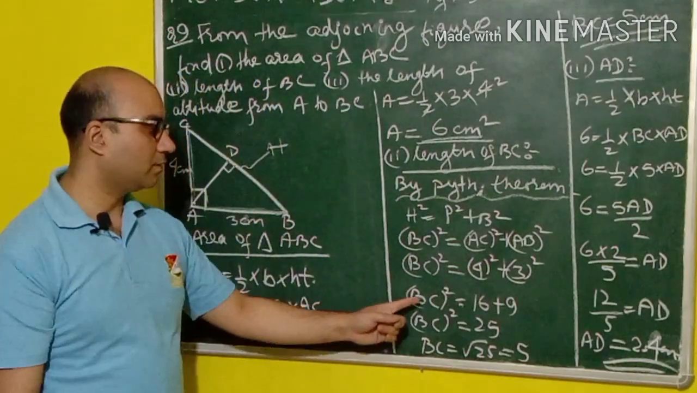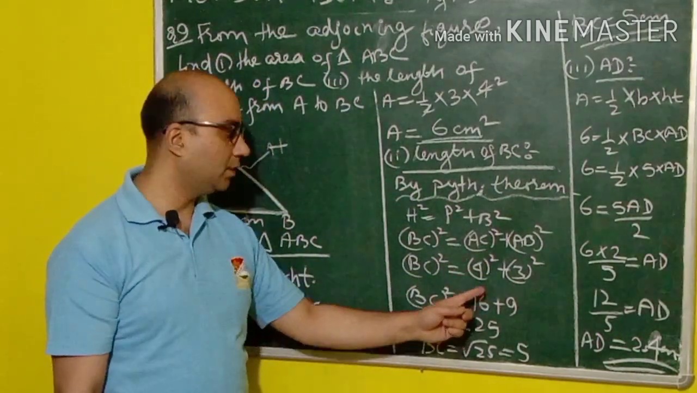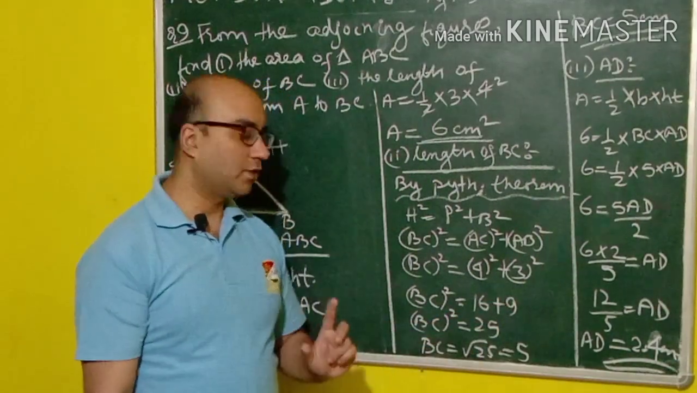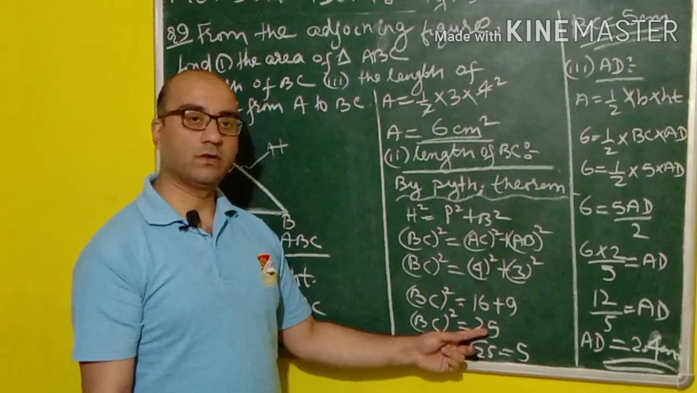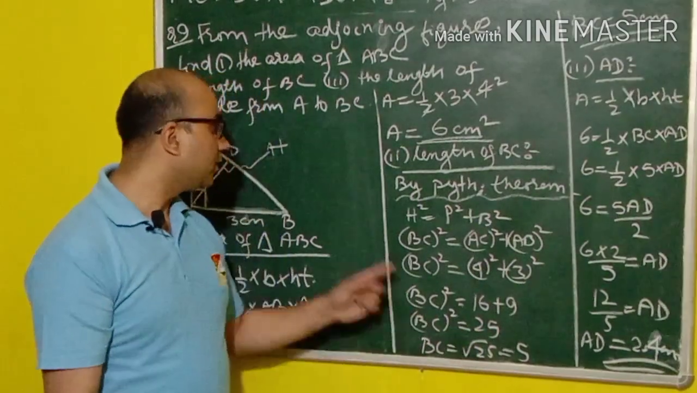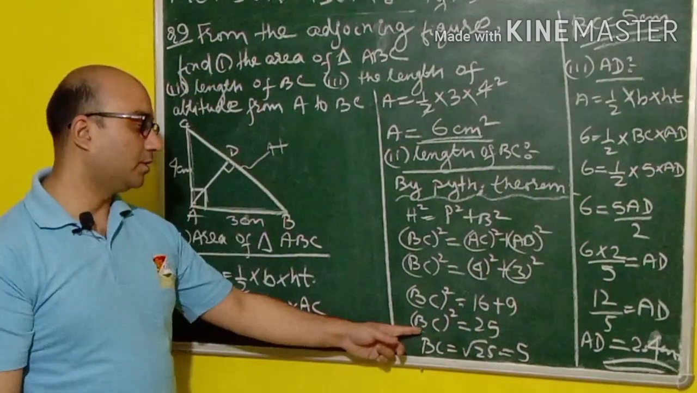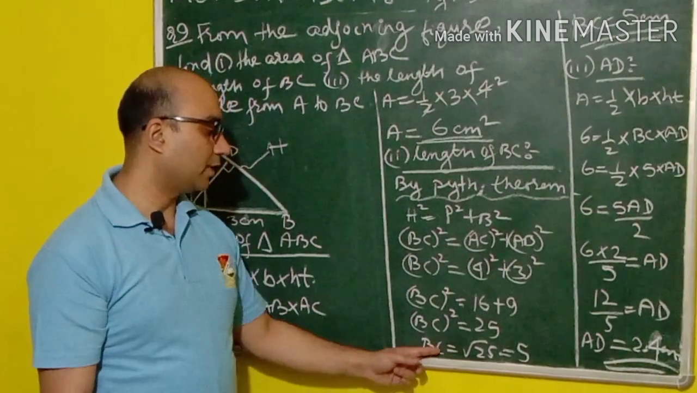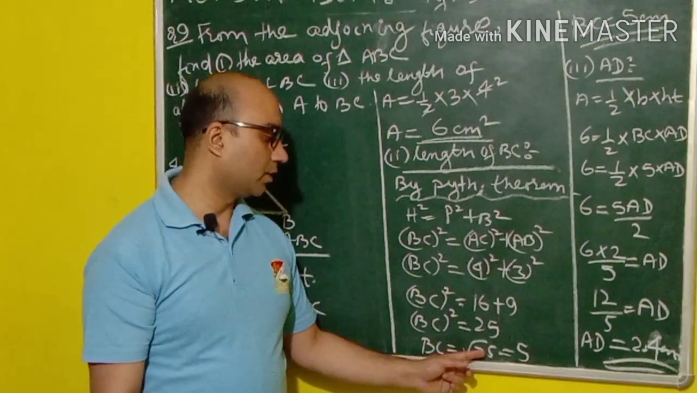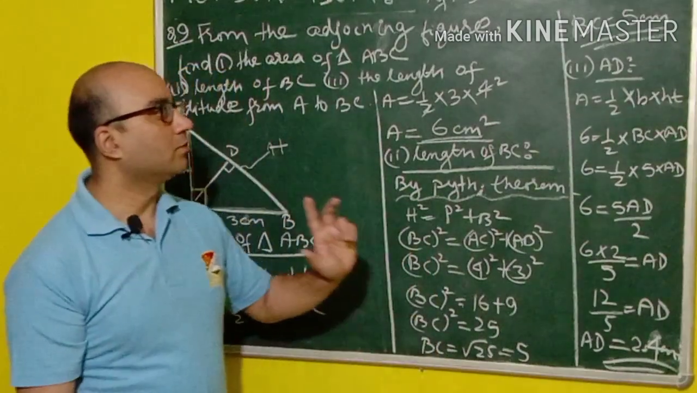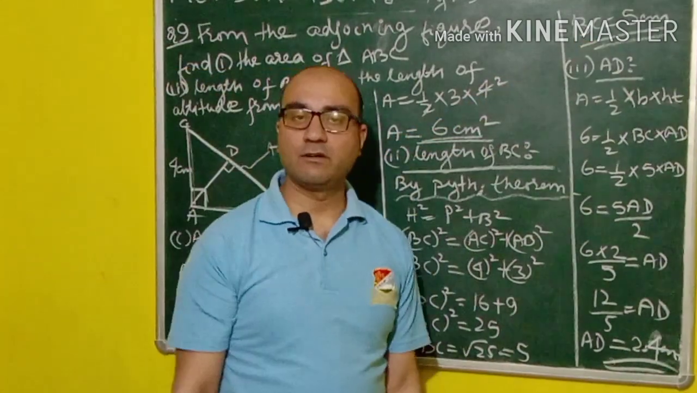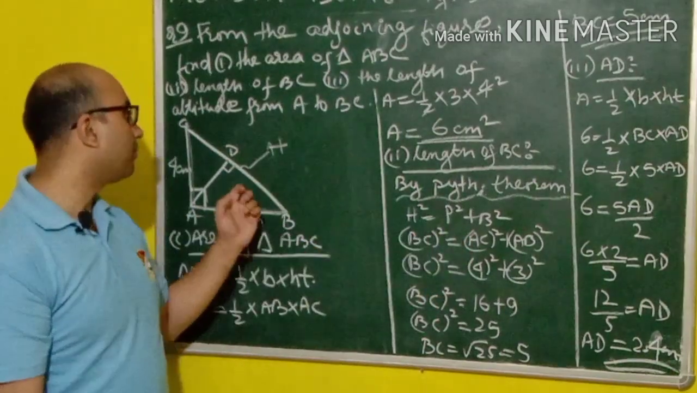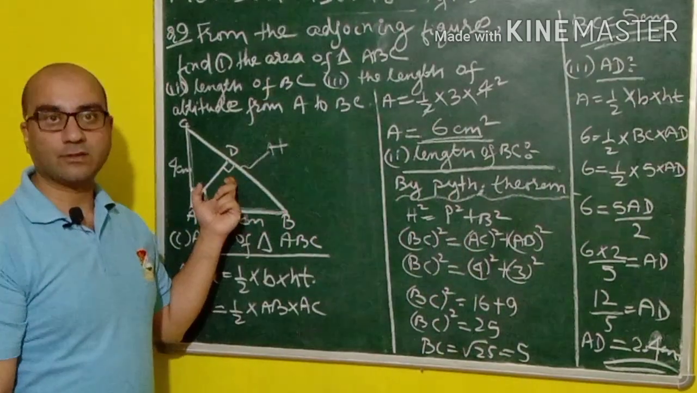So BC square is equal to 4 square is 16 plus 3 square is 9. So 16 plus 9 gives us 25. So BC square is equal to 25. We just need BC and not BC square. So how do you get rid of the square? We do rooting both sides. So BC is equal to root under 25, which is equal to 5. So the length of BC is equal to 5 centimeter. Here we have used Pythagoras theorem to find the hypotenuse, the length of BC.